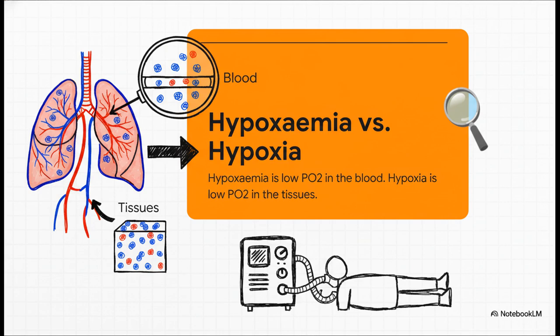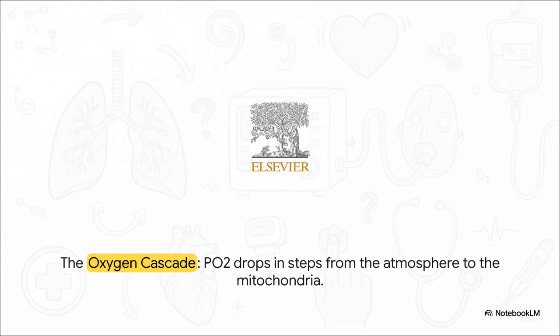First, hypoxemia. That's a low partial pressure of oxygen, the PaO₂ you see on your blood gas, in the blood. Then you have hypoxia, which is low oxygen in the tissues themselves. They're related, for sure, but they're not the same thing. For today, we're really zoning in on the causes of hypoxemia. And that brings us to this beautiful concept called the oxygen cascade.